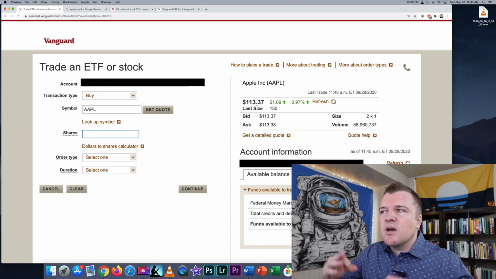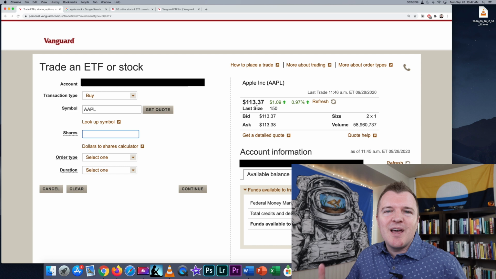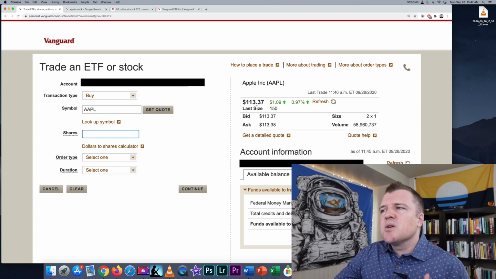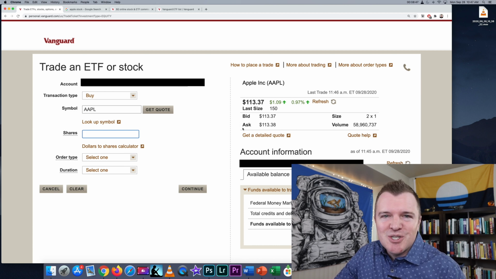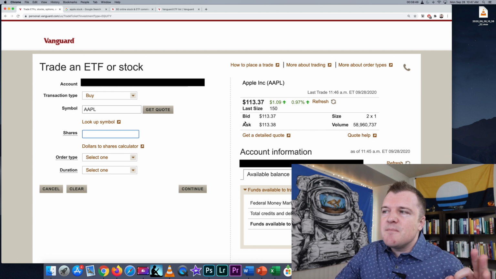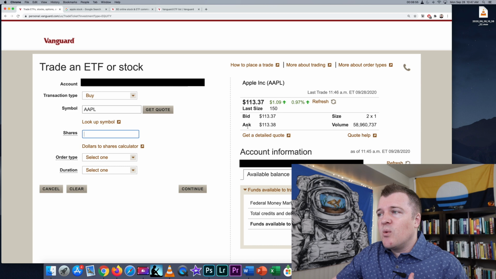that is the last agreed upon price that people have bought and sold Apple on the New York Stock Exchange today. So buyers bid, sellers ask. I don't know if this is more information than you want, but basically people looking to buy are saying, I'm willing to pay $113.37, and sellers are saying, well, I want to get $113.38.